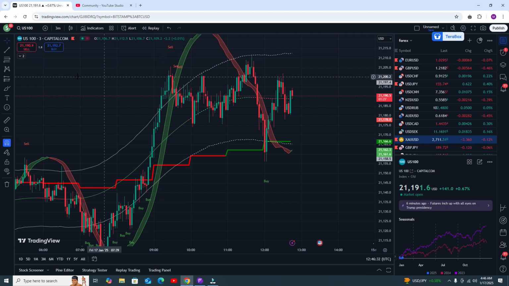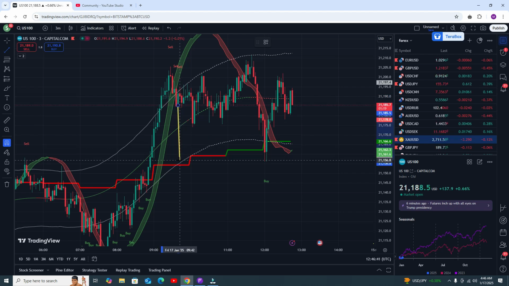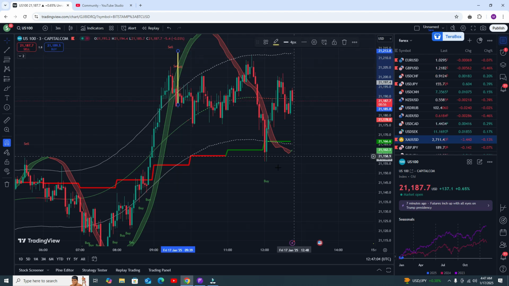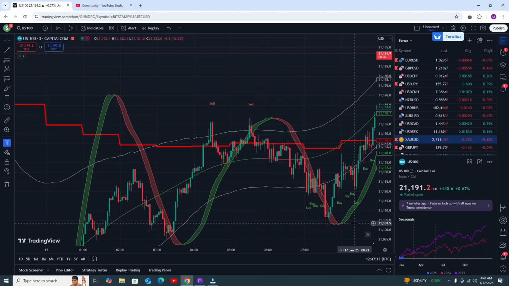Let me calculate the distance from the entry point. This is our entry point and this is almost our take profit point. This lower band line is almost our take profit. So you just need to pick this distance and place it above our entry point, and then this is our stop loss, and this is your take profit. That is how you can put your stop loss. Now here, take profit done.